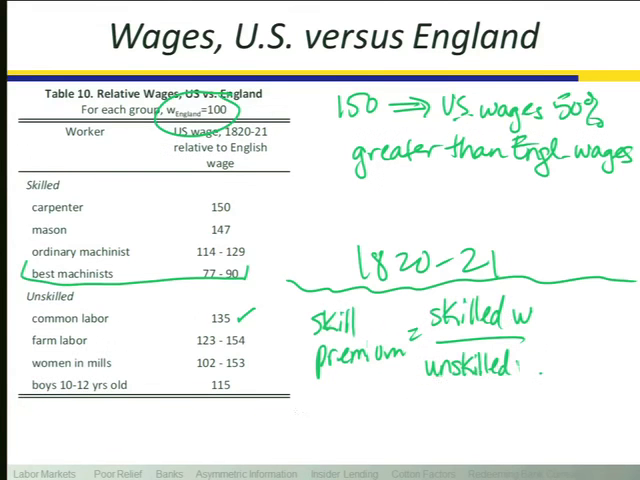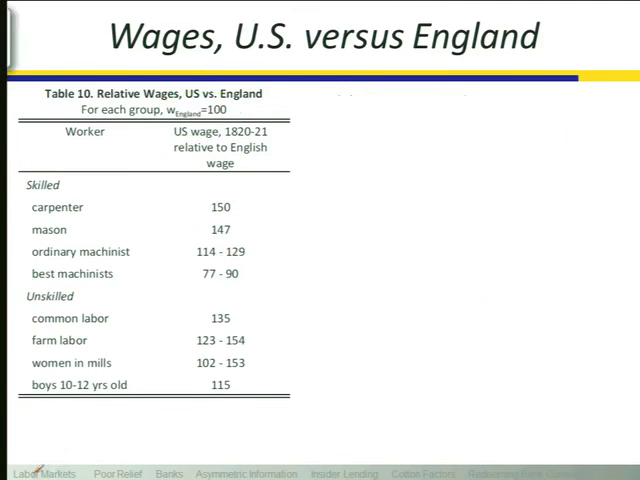Skilled wage, unskilled wage. So the skill premium is defined as being that ratio. It's not the difference, it's the ratio of the skilled to the unskilled wages. And we can compute this skill premium. We could use any of these numbers. I have to erase all this because I don't have enough room. So there it goes. All right, here's what we're going to do.